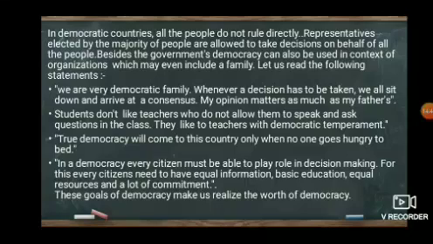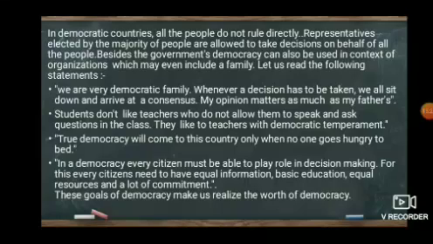Next point, students don't like teachers who do not allow them to speak and ask questions in the class. They like teachers with a democratic temperament, meaning students don't like teachers who don't allow them to ask questions in the class. Which type of teachers do they like? The teachers who allow them to ask questions, allow them to ask their doubts, and try to solve their doubts. So students like such teachers.